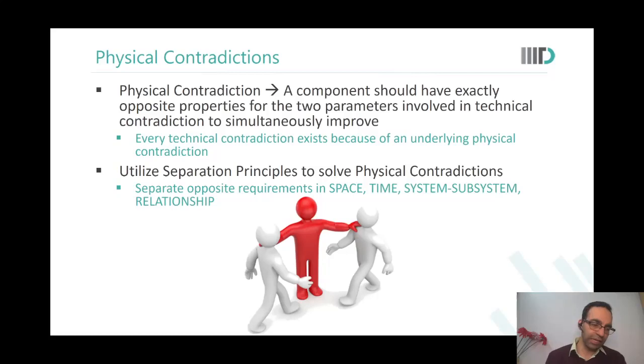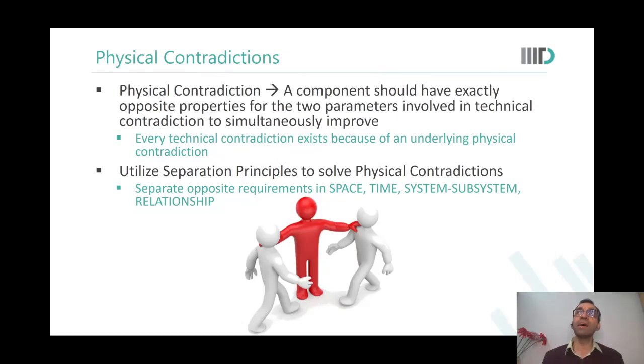As we said, the second, higher level of abstraction is physical contradictions, where we say that any technical contradiction exists because of an underlying physical contradiction. What does a physical contradiction mean? Physical contradiction means that there is some object which is expected to exhibit two independent and different properties of the same parameter.